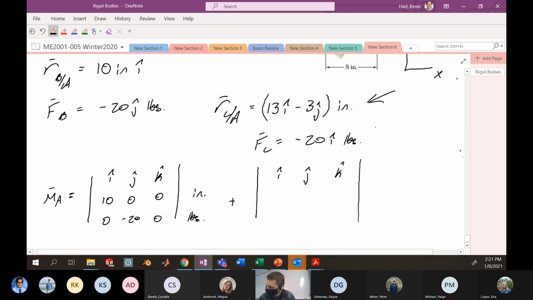Which is going to be RCA crossed with my force at C. Okay, so here I have 13, negative 3, 0, and -20, 0, 0. Here, this is inches, and this is pounds. This is sort of my traditional calculation.